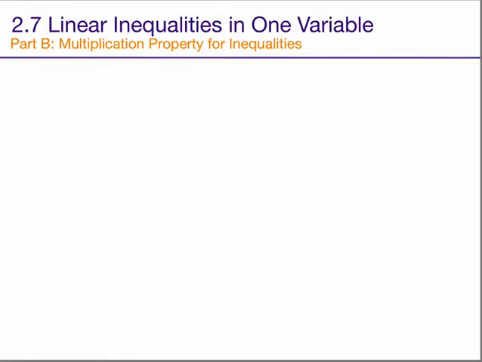Unlike the addition property for inequalities, the multiplication property for inequalities comes with a warning. Or maybe I should just call it an observation, but it is something we have to be careful about. Here's an inequality statement that we know to be true. 3 is less than 5. 3 is clearly a smaller number than 5, so this is a true statement.